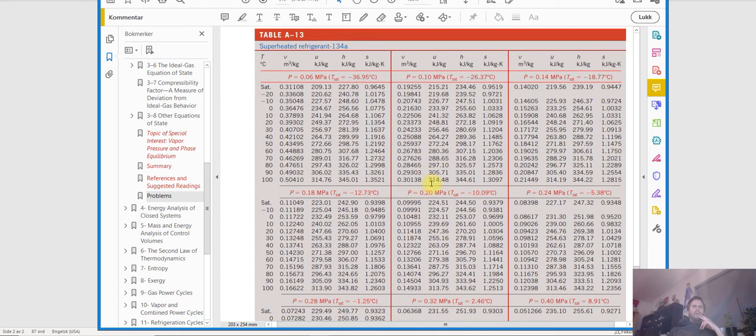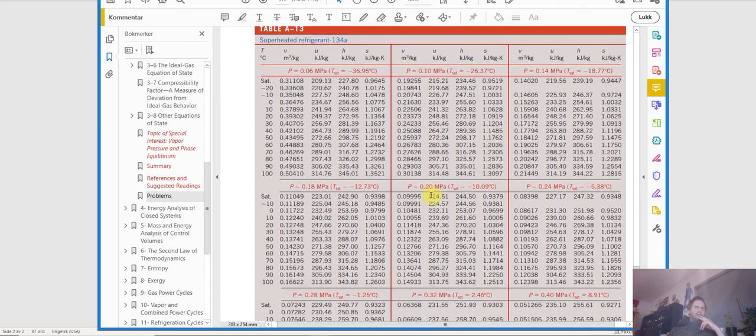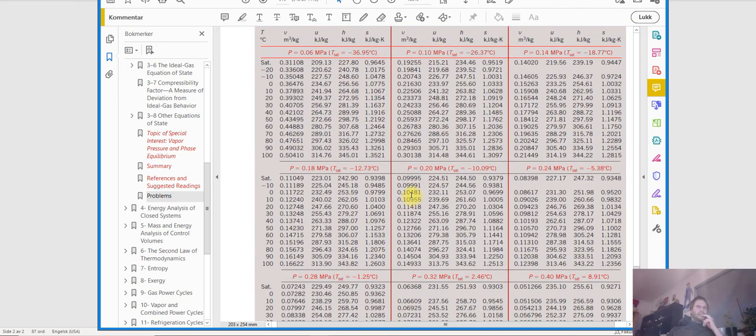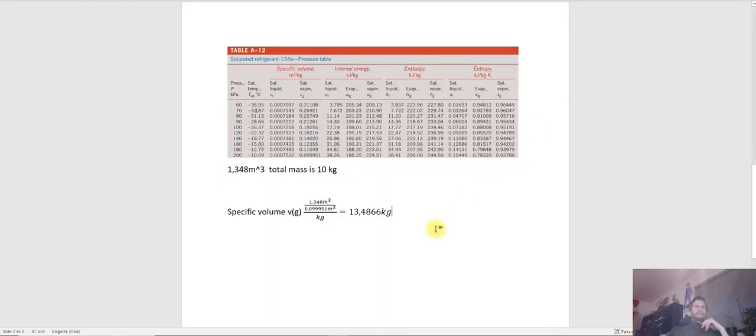Here, 0.2 megapascal. So we will now see. Where do we go now? Well, what we know is the total mass is 10 kilo. The volume is the same, 1.348 cubic meters.